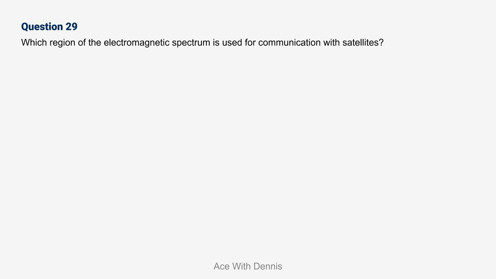Question 29. Which region of the electromagnetic spectrum is used for communication with satellites? A. Infrared, B. Microwaves, C. Visible light, or D. X-rays? The answer is B, microwaves.